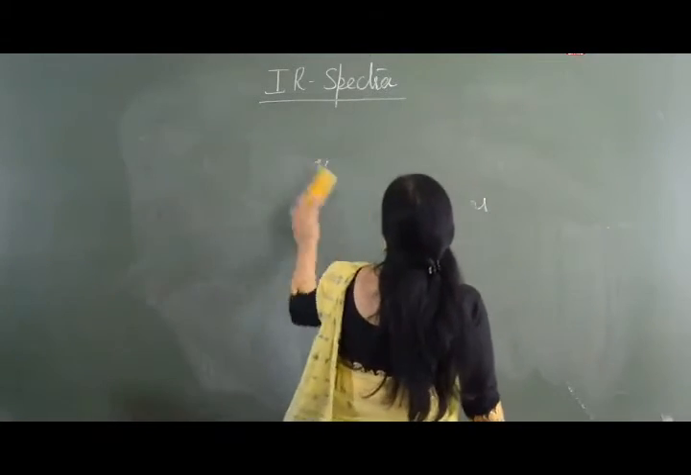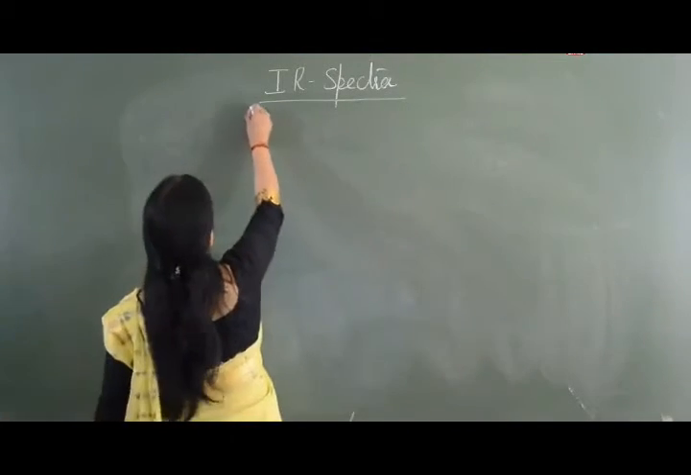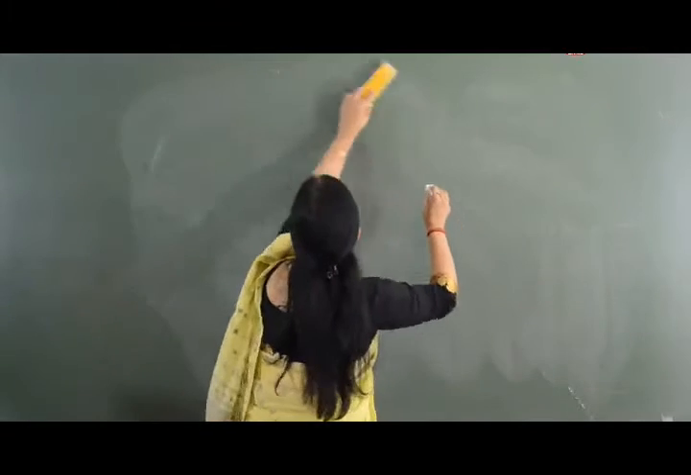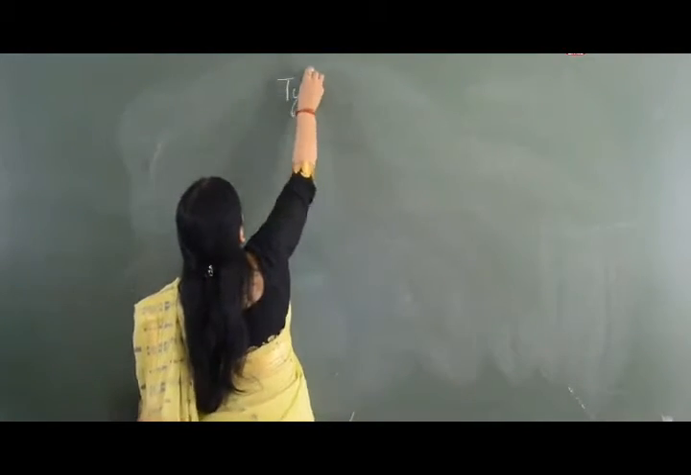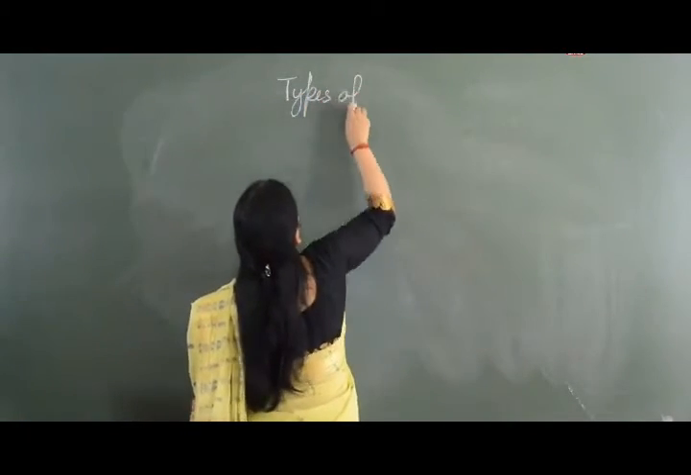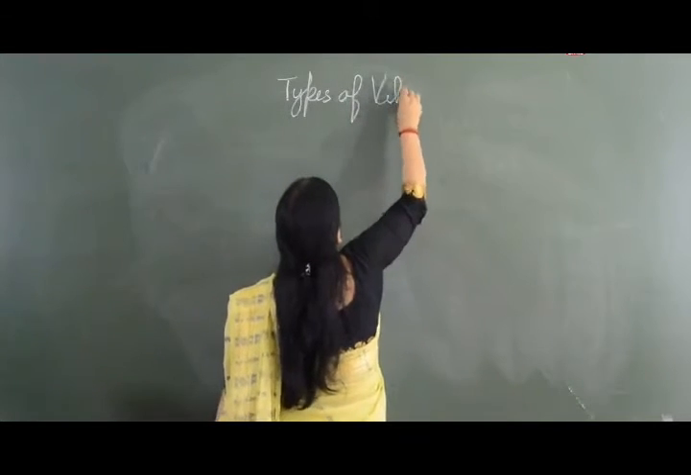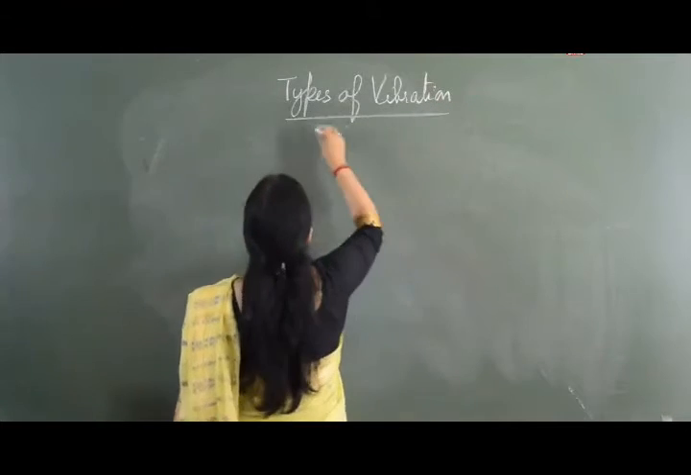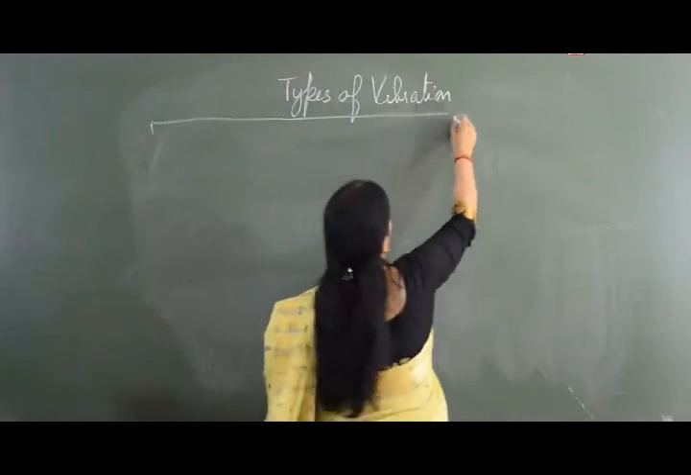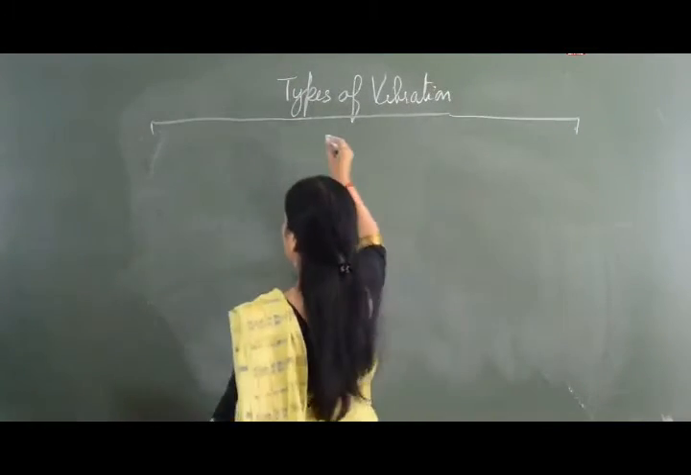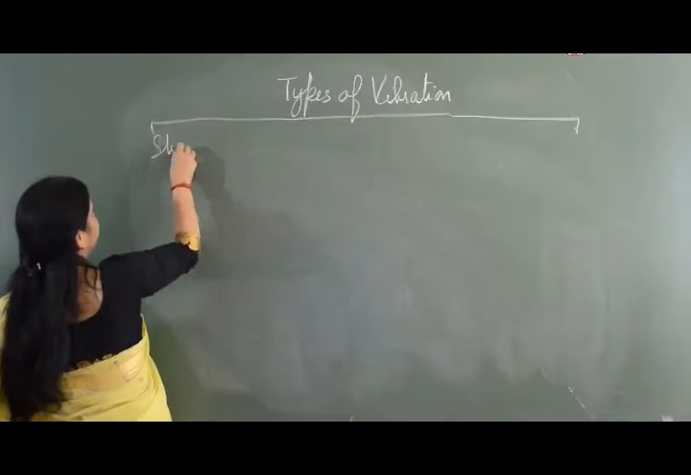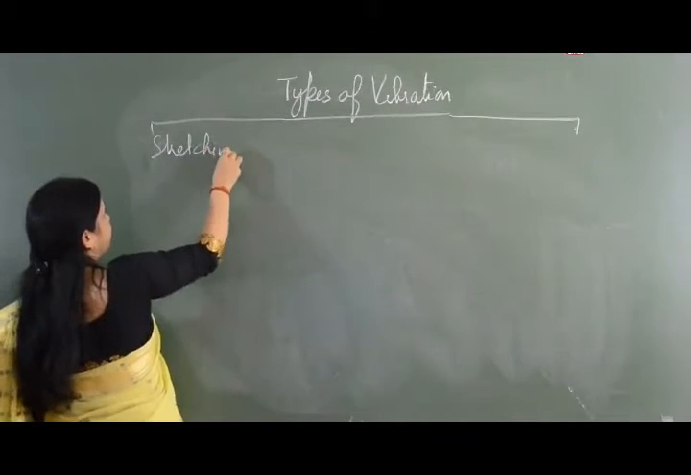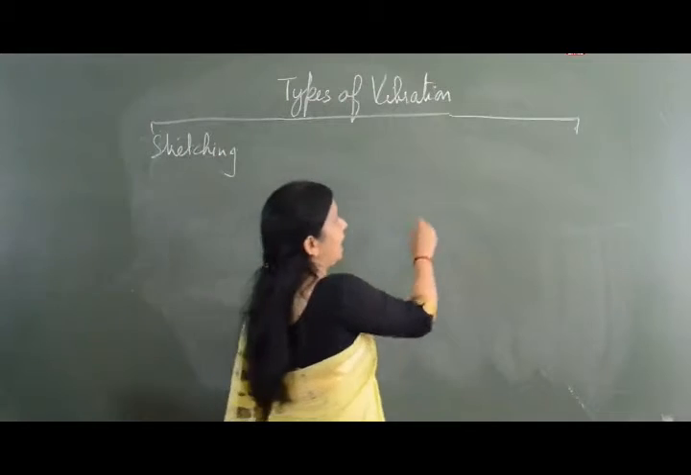The next is types of vibrations. Types of vibrations in IR spectrum. Basically we have two types of vibrations. One is stretching and the other is bending.